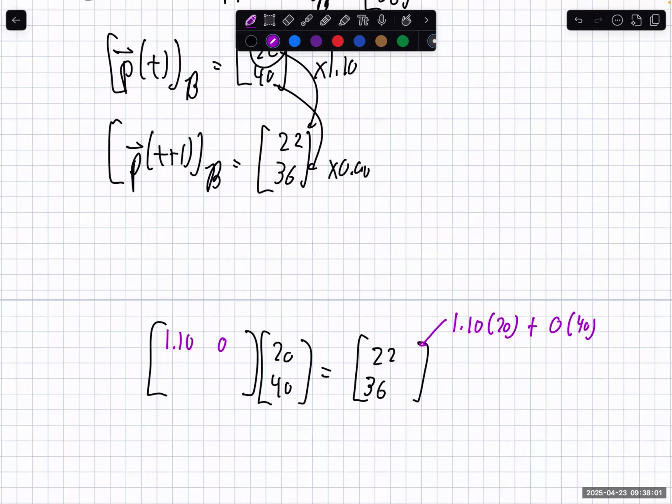We're doing this in chapter 2. So the matrix that turns this year's population vector written relative to the eigenbasis into next year's population vector written relative to the eigenbasis, that first row is 1.10, 0. And the second one, this 36, is I don't use the 20 at all, and I take 90% of the 40, so we've got the 0.90.